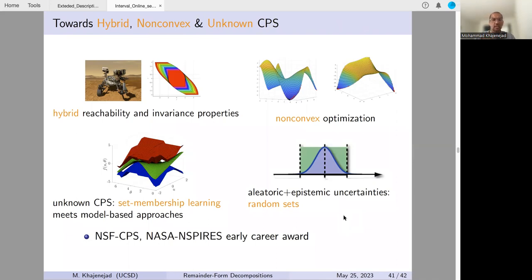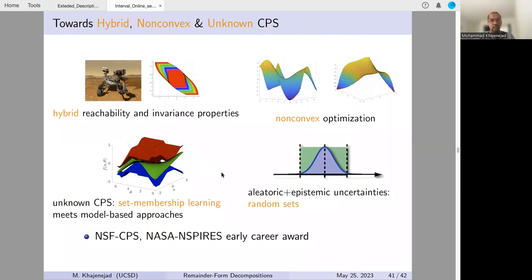And finally, I have contributed to some set membership or guaranteed learning approaches, data-driven learning approaches, in my PhD work, and I'm interested in applying them to learn the dynamics of unknown cyber physical systems, and then applying all these model-based mixed monotone control and estimation approaches, and then I think we are able to deal with unknown cyber physical systems there.